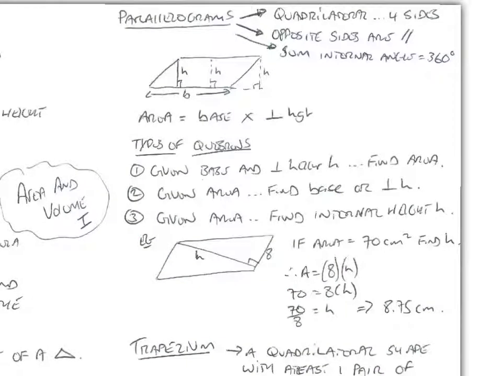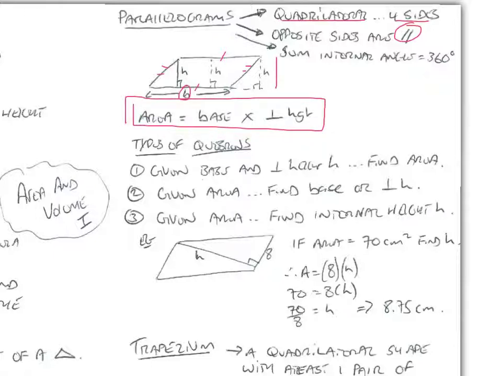Let's move on to parallelograms, and just to remind ourselves, a parallelogram is a quadrilateral shape. It has four sides, and the opposite sides are parallel, so this is parallel to this, and this side is parallel to that side. The sum of the internal angles is 360 degrees. The formula for the area of a parallelogram is the base times the perpendicular height, and that is denoted here, or here, or here, but it is the same height.